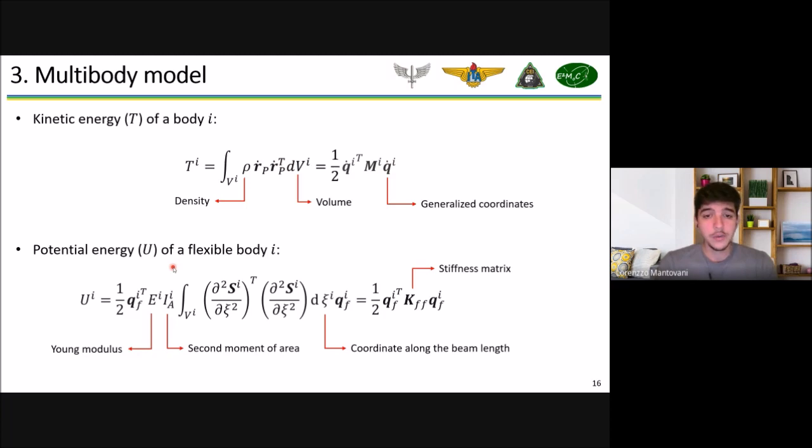Besides the kinetic energy, we can obtain the potential energy of this flexible body. There are several ways we can do that, but we know that sport booms can be treated as slender beams. So we can use an Euler-Bernoulli beam model to do that, and it's basically this equation here. So S is that modal shape matrix I showed you before, Z is a coordinate along the boom's length, and what we have in the end is a stiffness matrix.